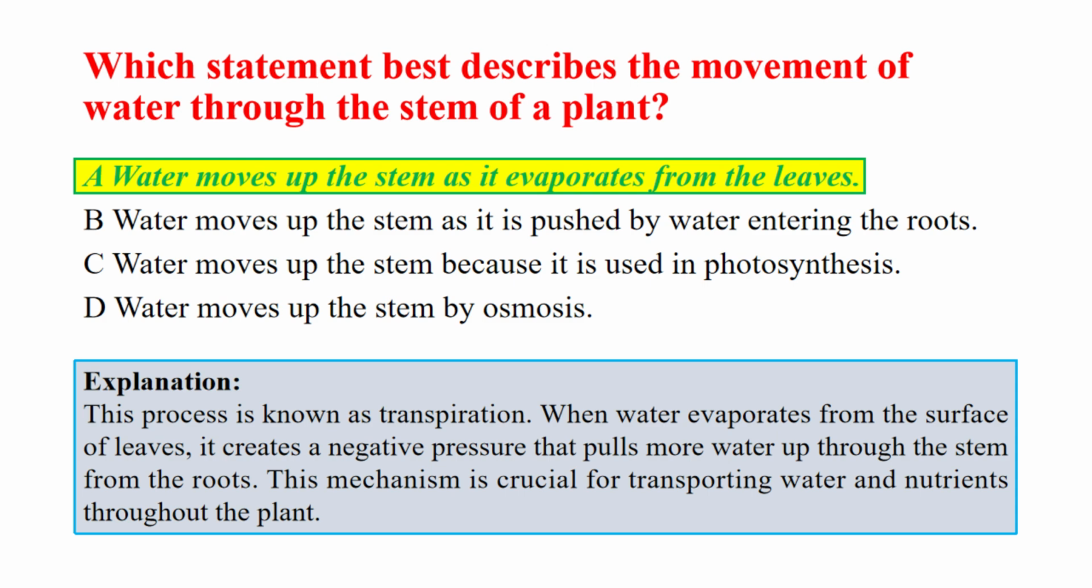Options B, C, and D describe other aspects of water movement but don't capture the primary mechanism used by most plants for moving water through their stems. B refers to a different process, C is about photosynthesis but doesn't explain water transport, and D is about osmosis, which is not the main driving force here.